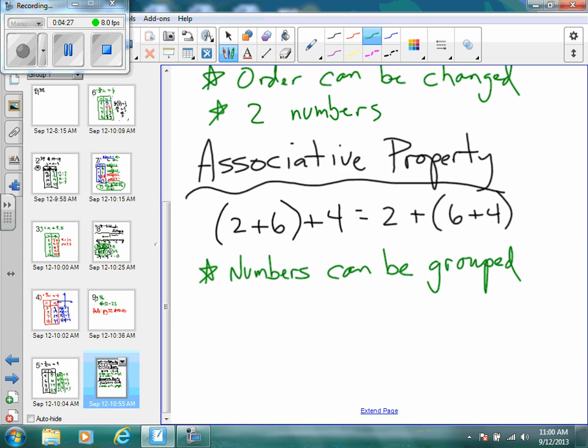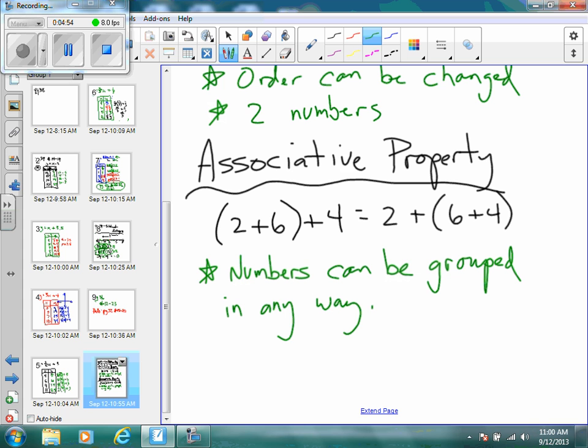Numbers can be grouped in any way. Now the disclaimer on that is as long as you're still using the same numbers. Okay? Kind of goes without saying. Questions? Sure. Can be grouped in any way.